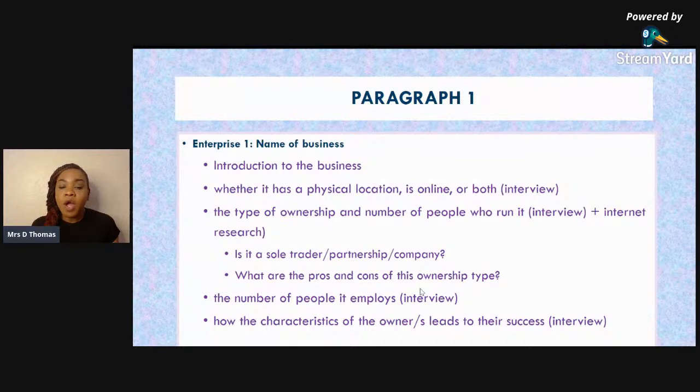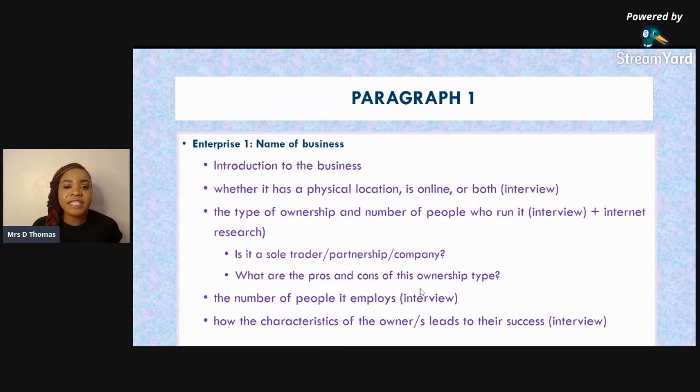Partnership: one pro is that you'll have additional finance because it's not just one person financing this company. The negative is that the decision making process will take longer. Also, the profits will have to be shared. So those are some drawbacks.